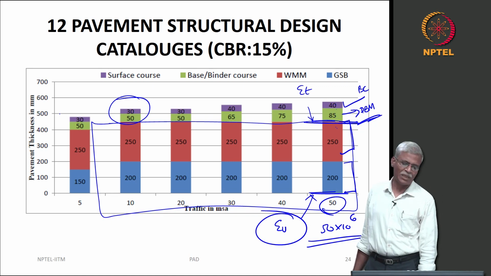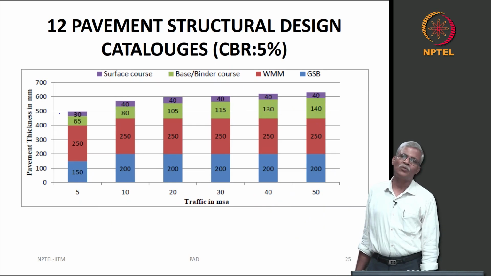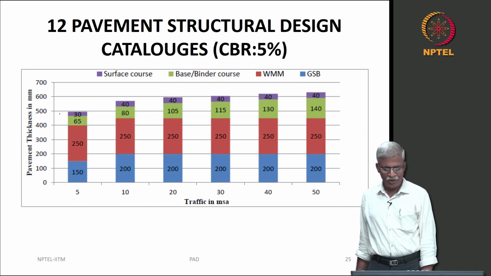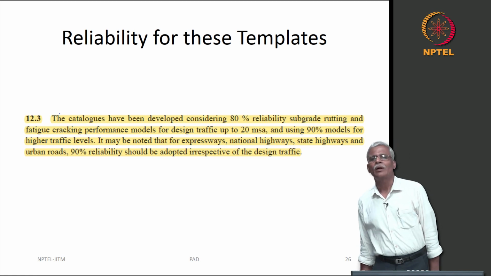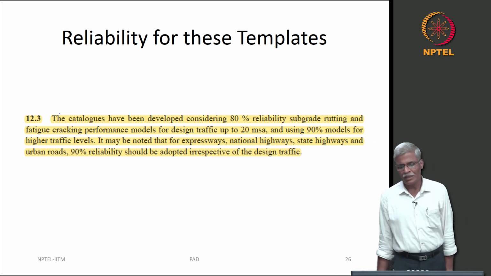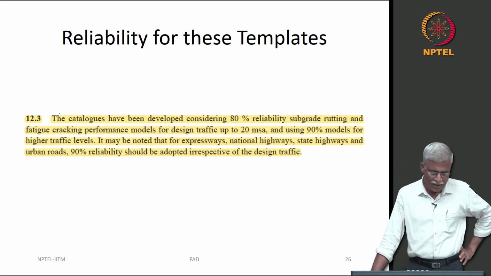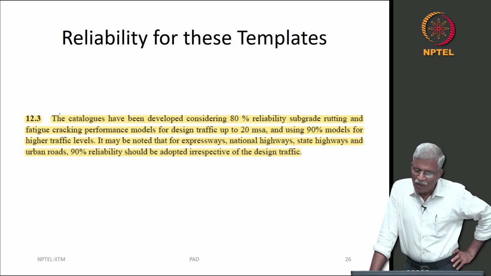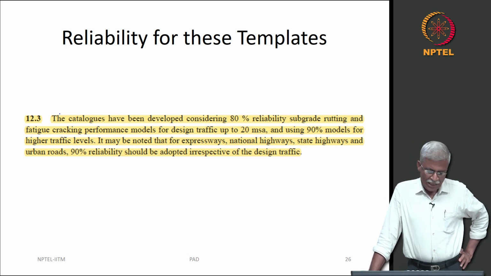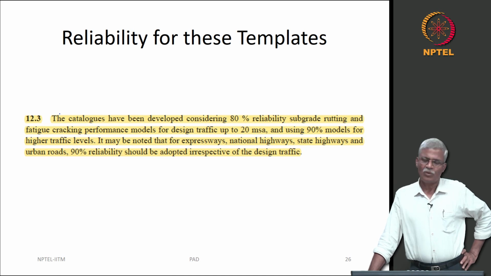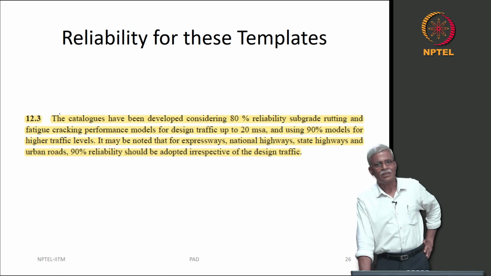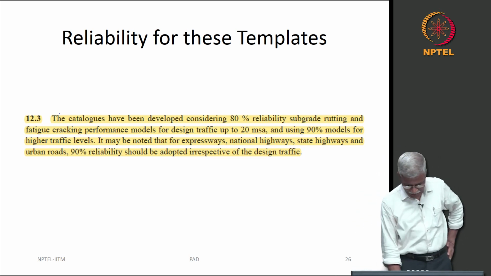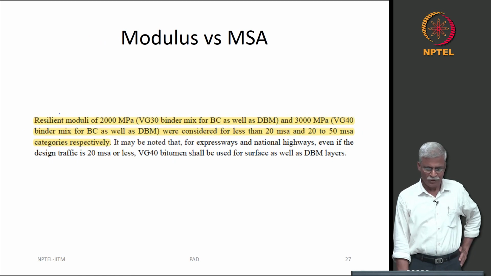So when we talk about the design project, we will do it. So this is for CBR 15%, this is for CBR 5%, and the thickness values are completely different. Now the catalogs have been developed considering 80% reliability subgrade rutting and fatigue performance models for design traffic up to 20 MSA, and using 90% models for higher traffic levels. In fact, they tell you clearly that for national highways, state highways and expressways, you should always be doing 90% reliability and so on and so forth.